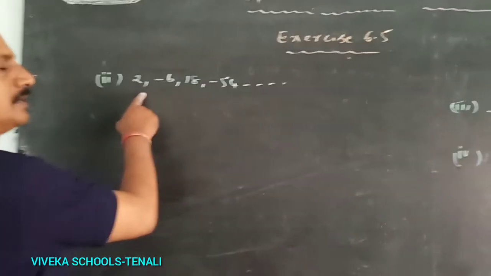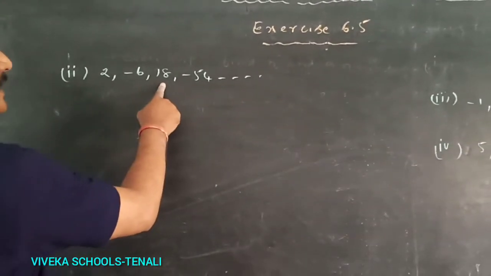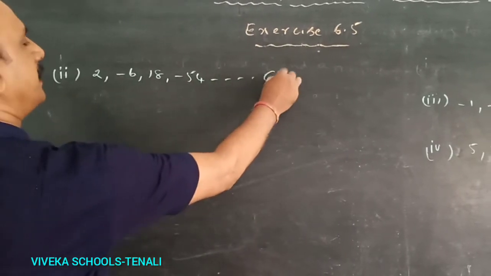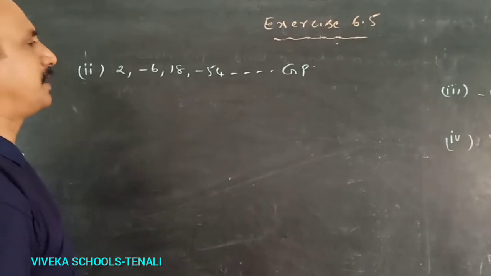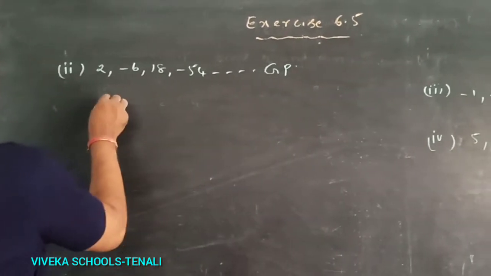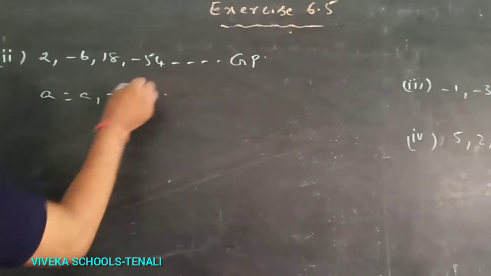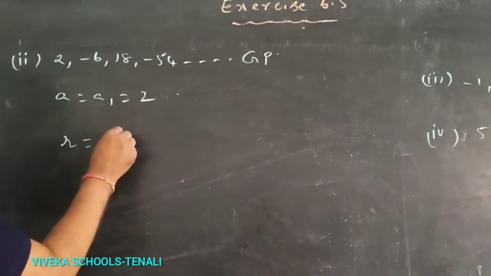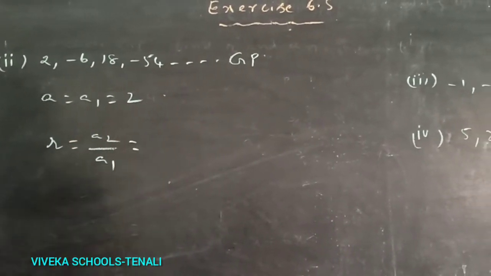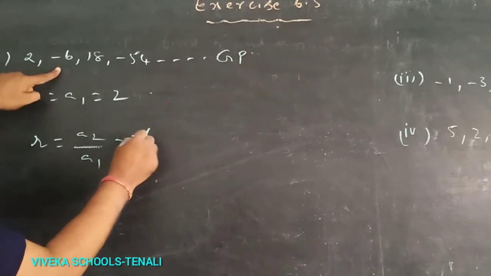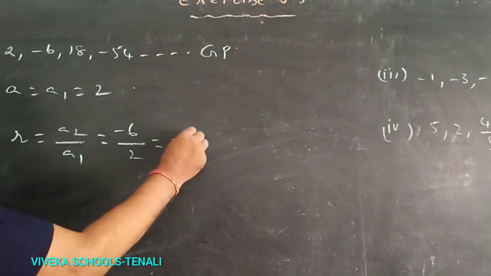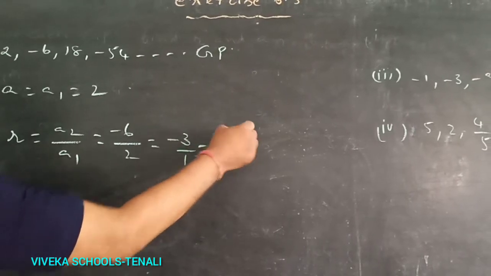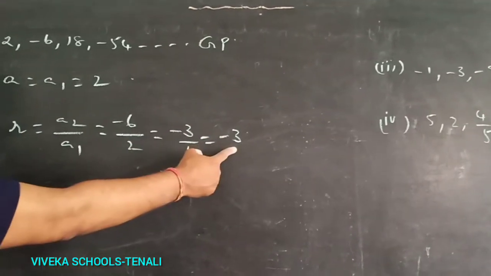Second question. 2, minus 6, minus 18, minus 54 are in GP. Find the first term, common ratio and an. a equals a1 equals 2. r is equal to a2 by a1. What is the second term? Minus 6 by the first term, 2. So 2 how many times? 3 times, 3 by 1, that is equal to minus 3. Common ratio is minus 3.